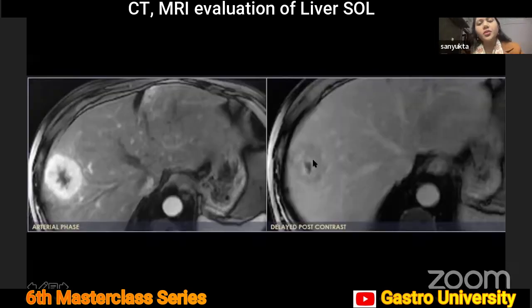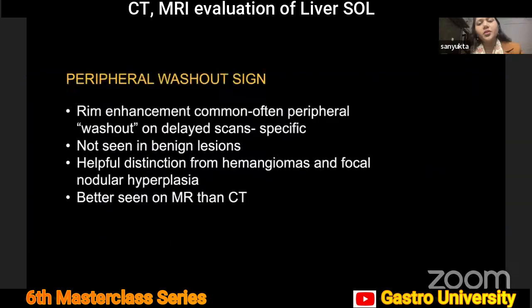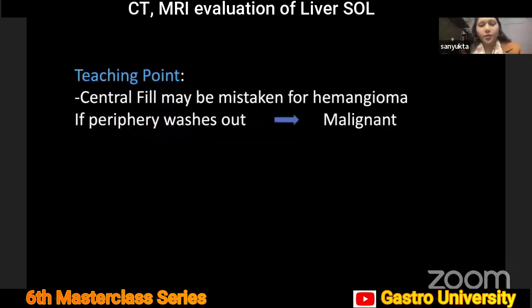Similarly, this is even showing a centripetal fill-in. So does it mean you have to see the periphery also? The periphery is losing the contrast, and this is showing a very ominous sign, which is called the peripheral washout sign. Pathology has to be a malignant lesion.